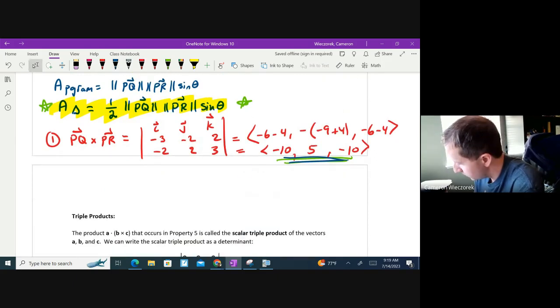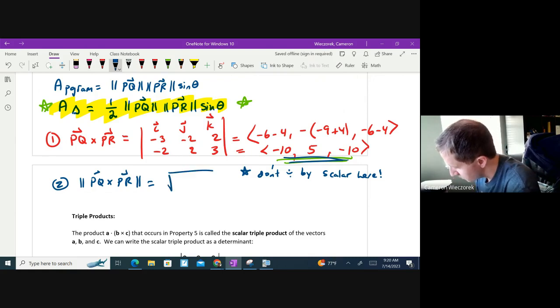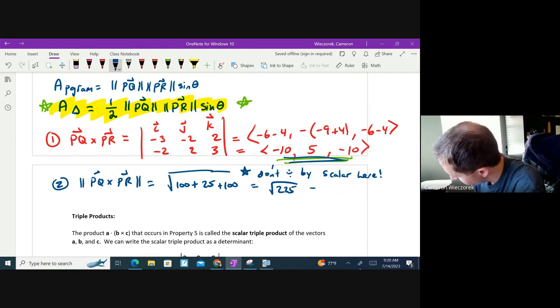I'm going to even put a comment here. Don't divide by a scalar here. Okay, reason, because we actually need to find the magnitude. So magnitude of PQ cross PR, square root of the sums of the squares of the components. So -10 squared will be 100, 5 squared will be 25, and -10 squared will also be 100. Square root of 225 would be 15.